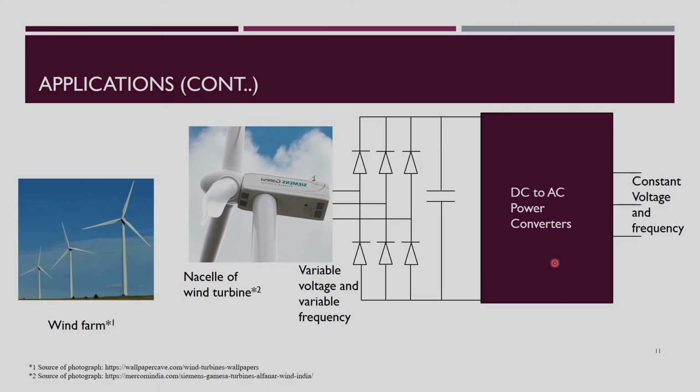So, that variable voltage and frequency have to be converted to DC, and then that DC can be converted to AC again. So, this is just again to give you an idea. You can rectify it, get a DC, and then use a DC to AC power converter. Now, this is just for simplicity. I have shown it. Various different types of power electronic converters can be used for this purpose.